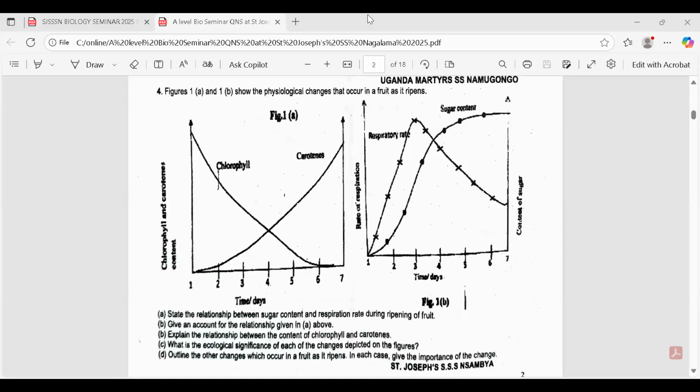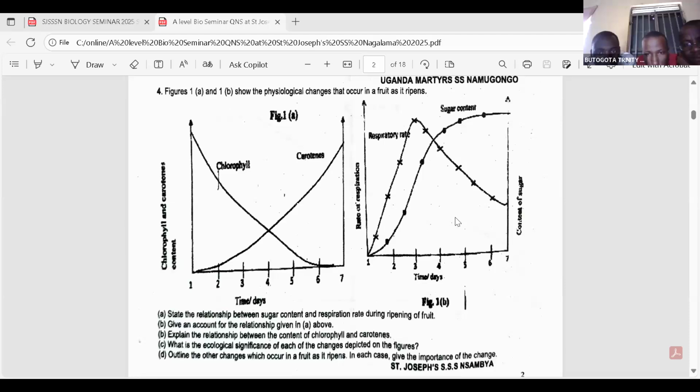You can unmute. Okay, I can hear you now. You have told us to state the relationship between sugar content and respiration. I think the relationship is that sugar content increases as the rate of respiration also increases. So that means sugar content is largely depending on the respiration rate.